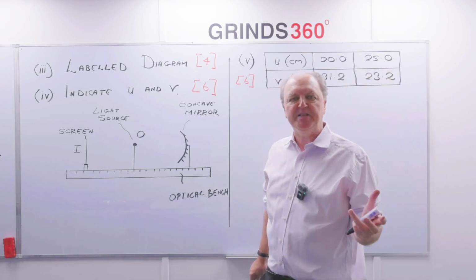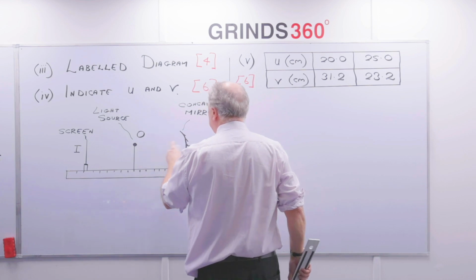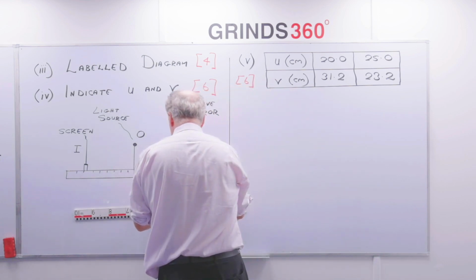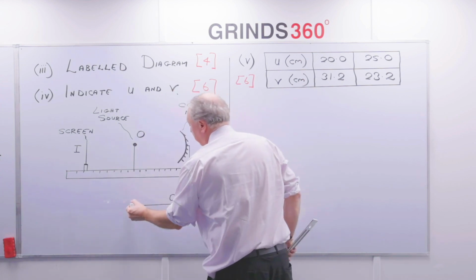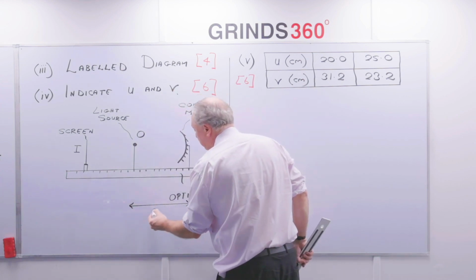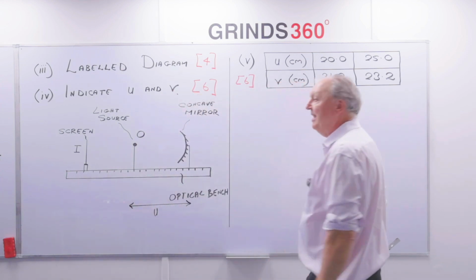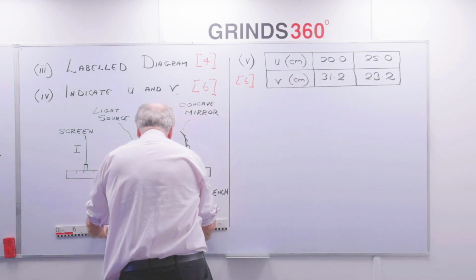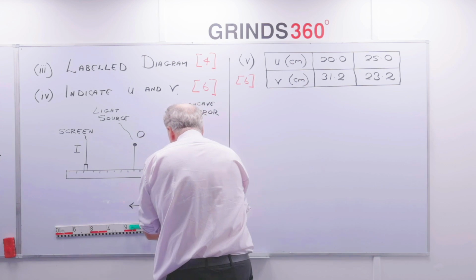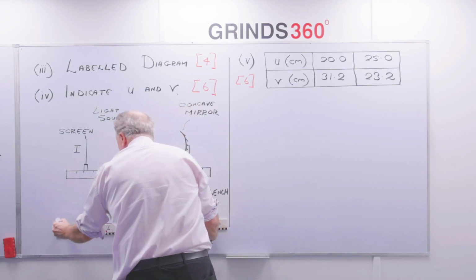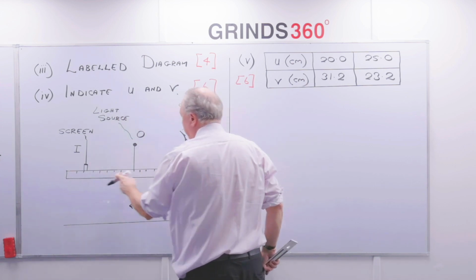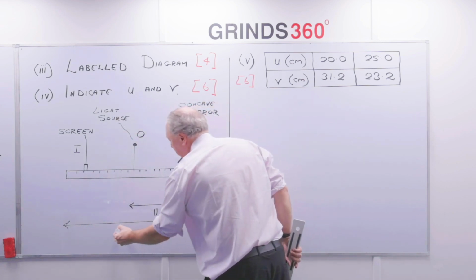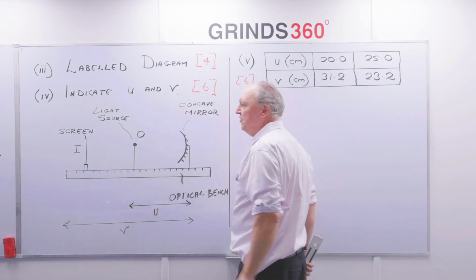Well, the object distance is the distance of the object to the mirror. So from here, mirror to the object, that represents my object distance, U. Image distance is the distance from the image, which is on the screen, all the way back to the mirror. So be careful of that. Some students put V going from there to there. It's the distance from where the image is formed on the screen to the mirror. So 6 marks for that.